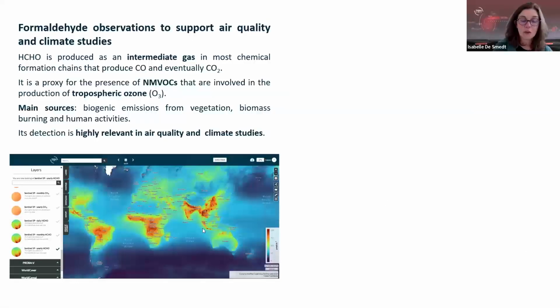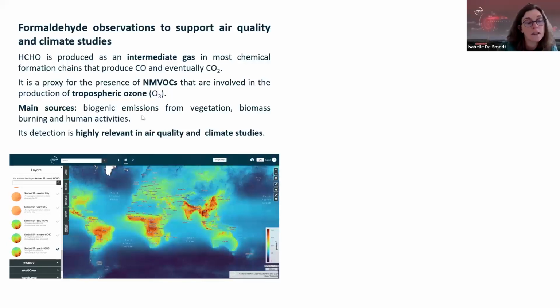Some more words about these 2 new products. Formaldehyde observations are used to support air quality and climate studies. Formaldehyde is produced as an intermediate gas in most chemical formation chains that finally produce CO and CO2. So it's a proxy for the presence of NMVOC emissions that are involved in the production of tropospheric ozone, so important for both air quality and climate change.